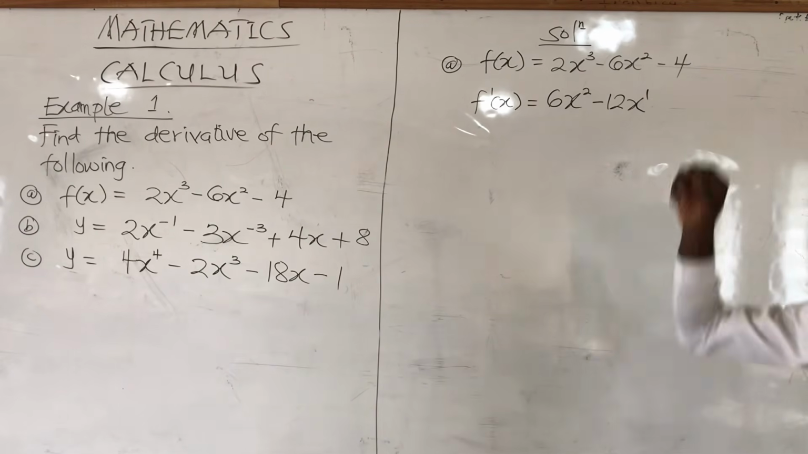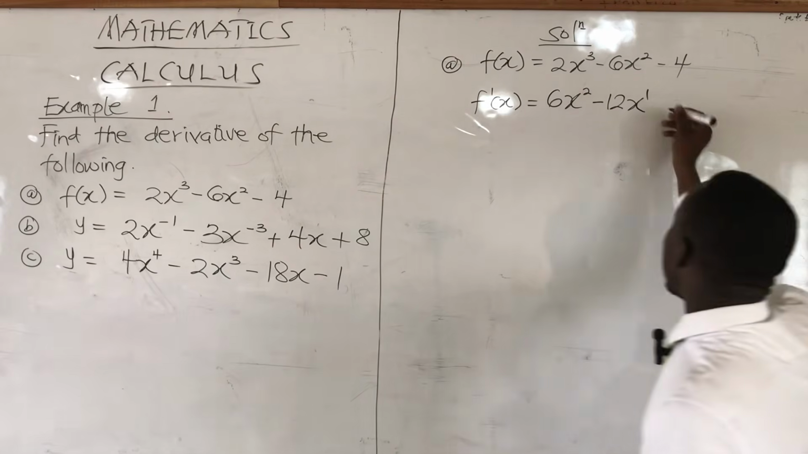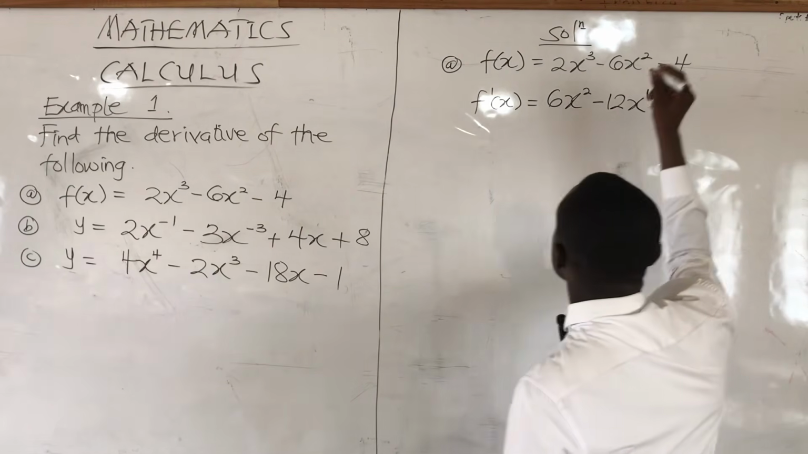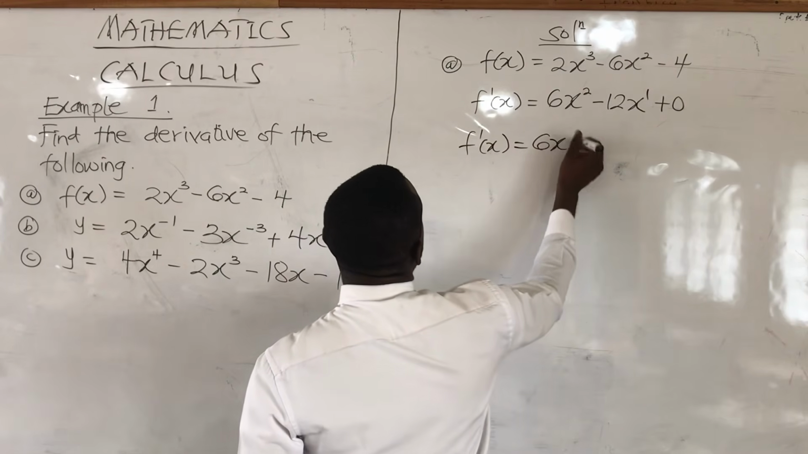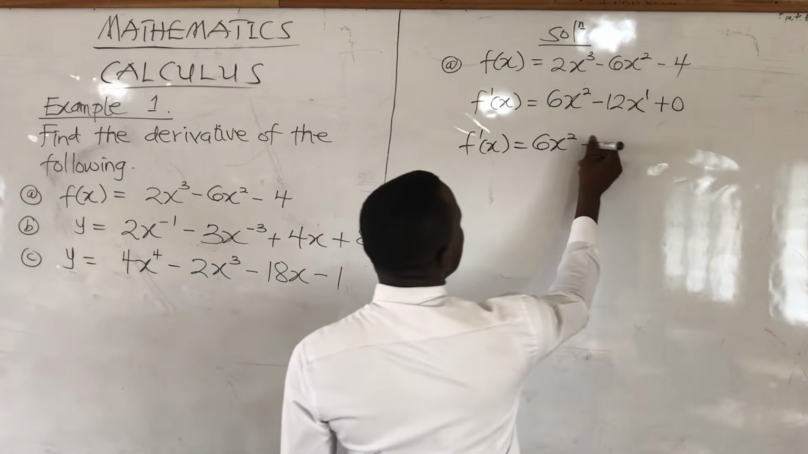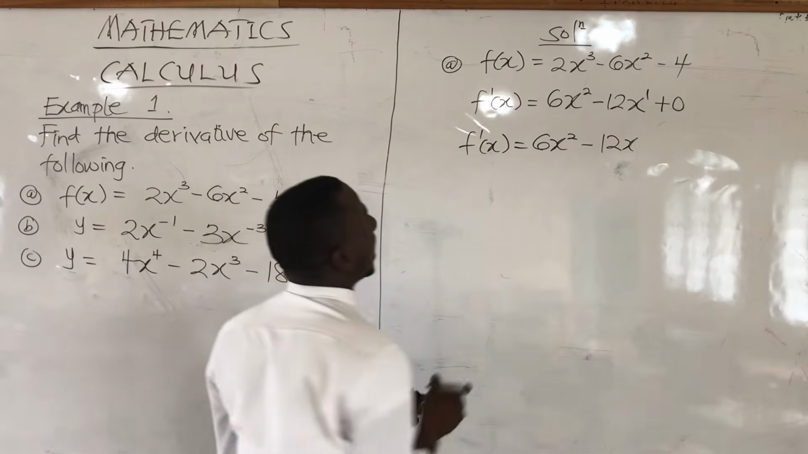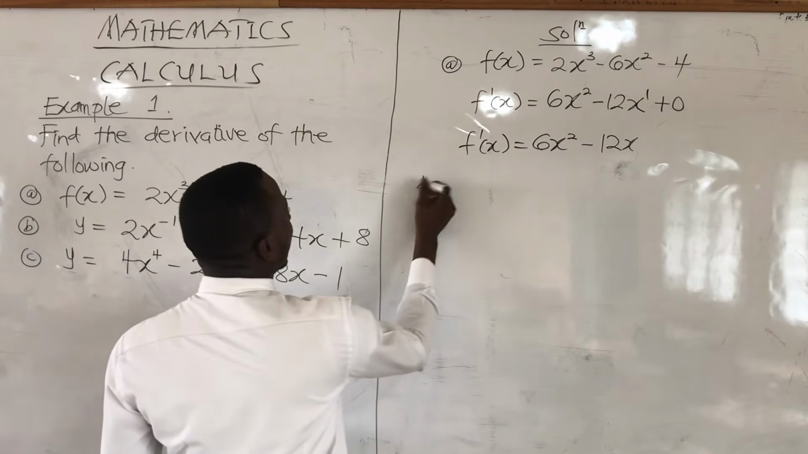Minus 4 here is a constant, and we learned that when you differentiate a constant, it is equal to 0. So we have plus 0. In that case, our final answer is going to be 6x squared minus 12x. And that is the differential. That is the answer.